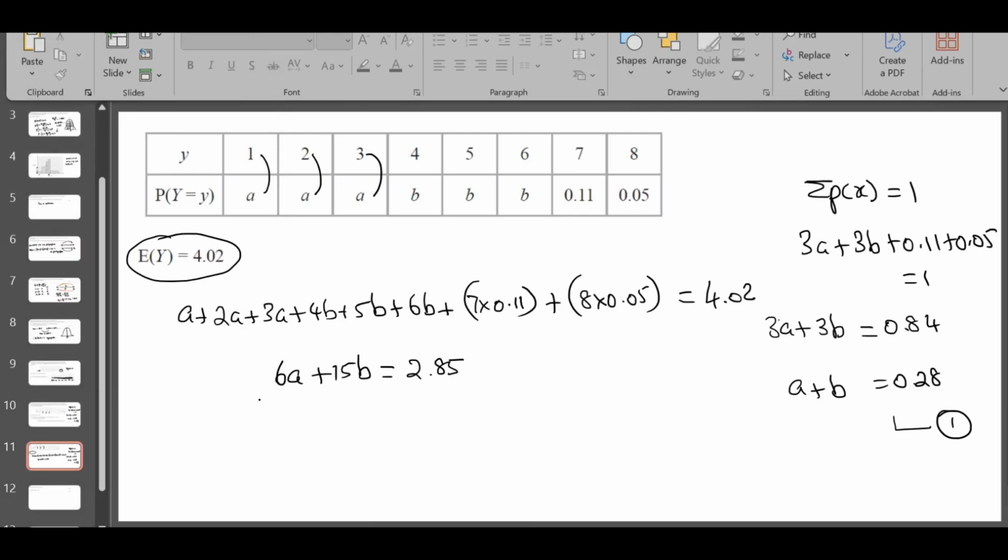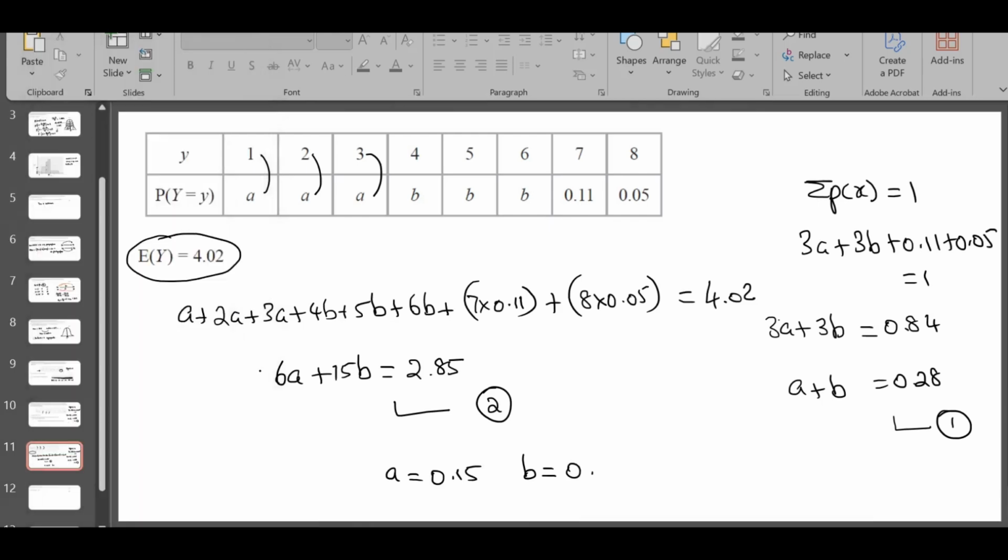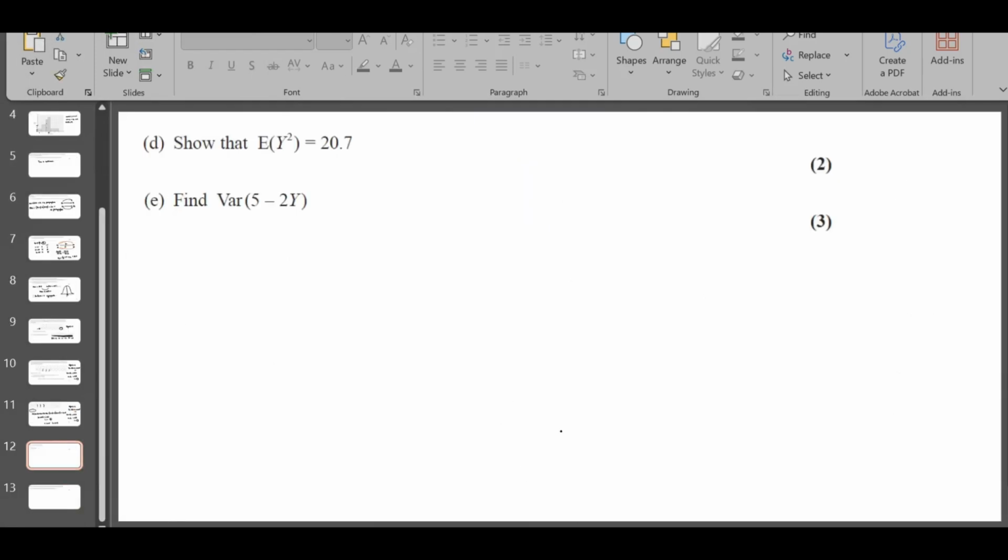So you have two equations. Solve the simultaneous equations and get the answer. So you need to show one or two steps how you are solving it. Since it's the easy part, I'm gonna skip that. So the values are 1, 1, 0.28, 6, 15, 2.85. A is 0.15 and then B is 0.13. That's all. Part D now.